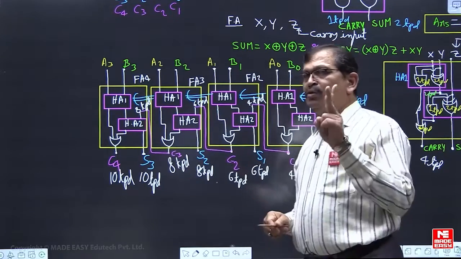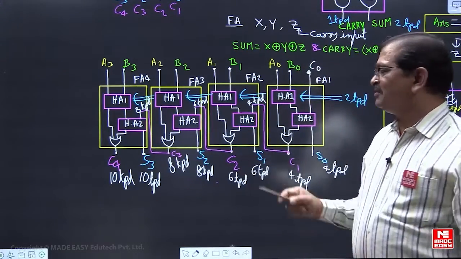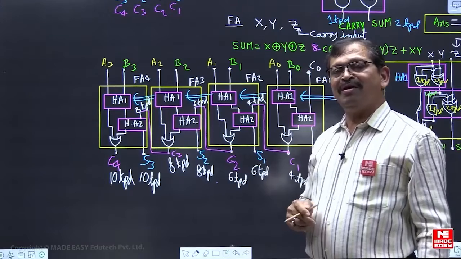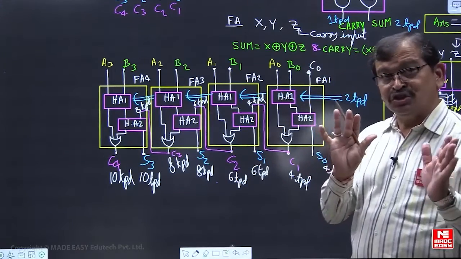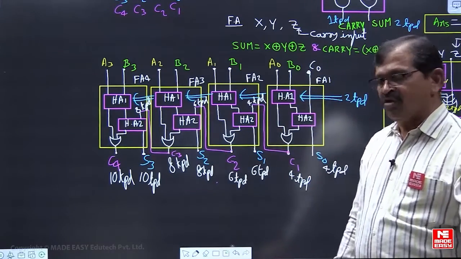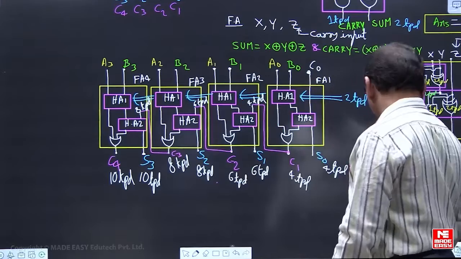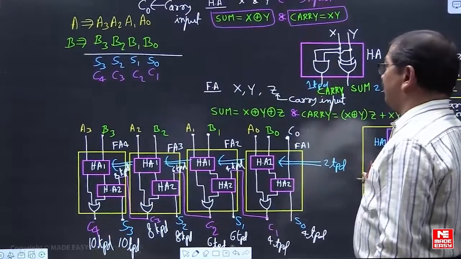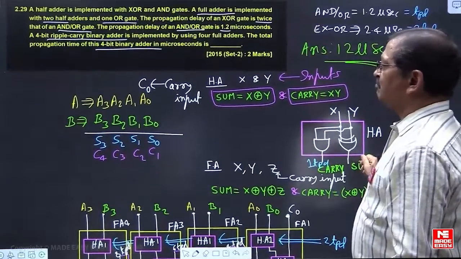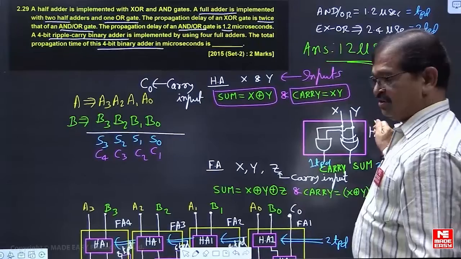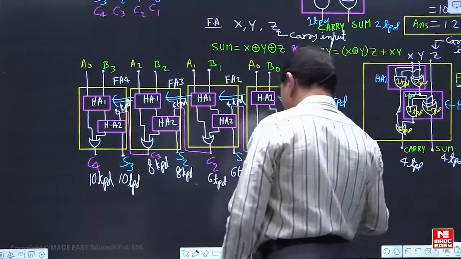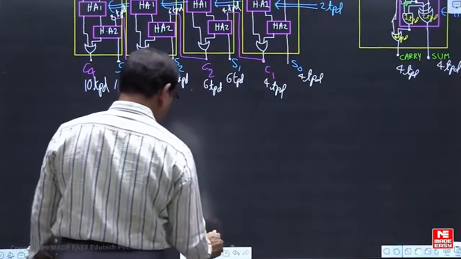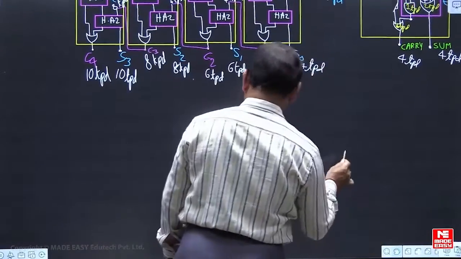So TPD we took as 1.2 microseconds, hence our answer is coming to be 12 microseconds. So this is the correct answer. This is the correct answer. So it is a very critical question, an important question. This is the only right answer. If you are looking from any other source, something else as the answer is wrong.